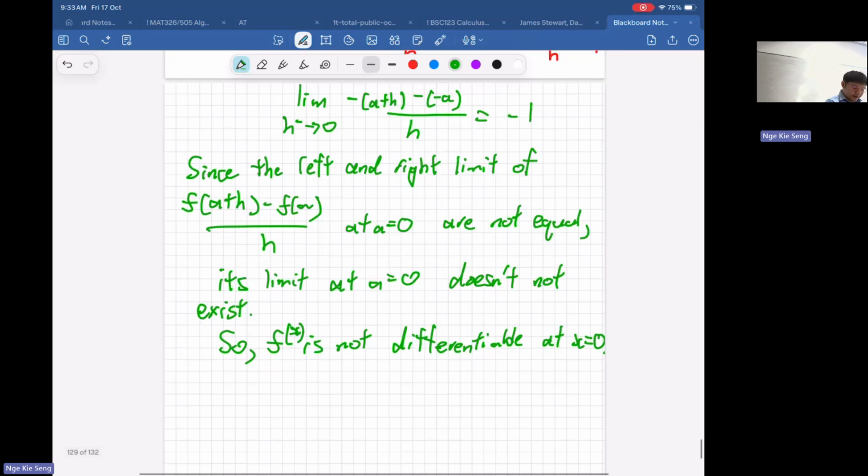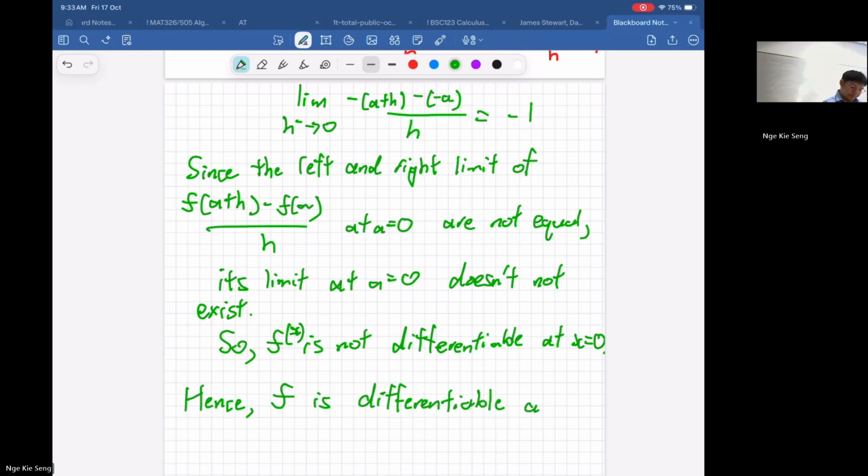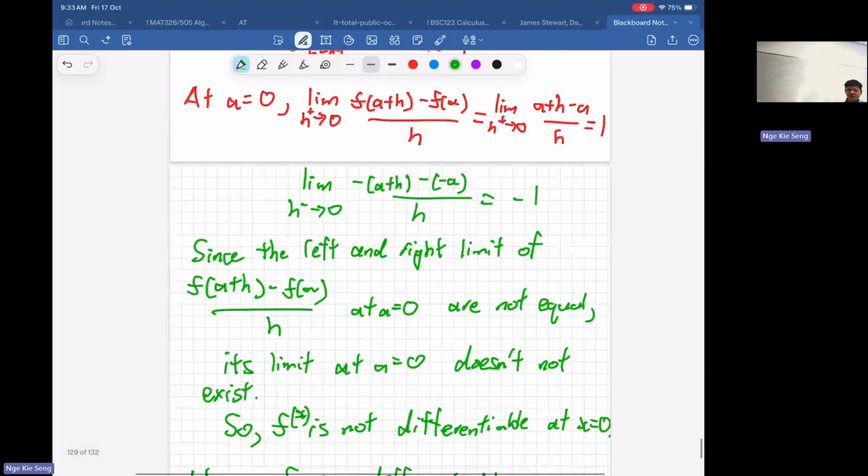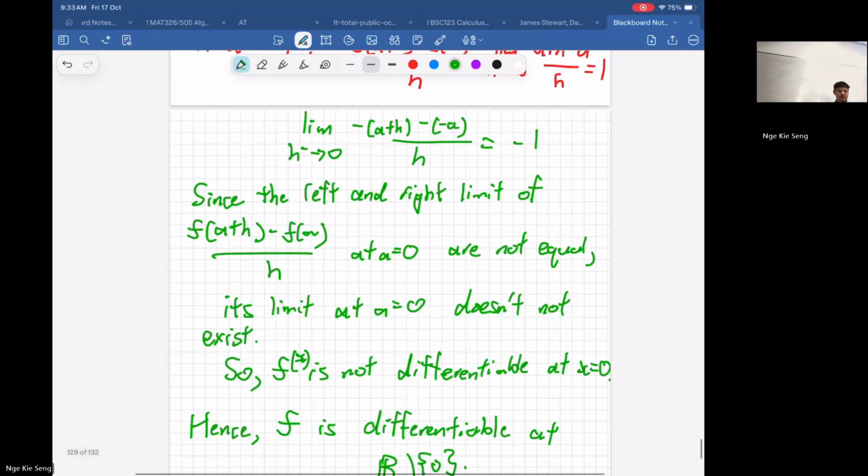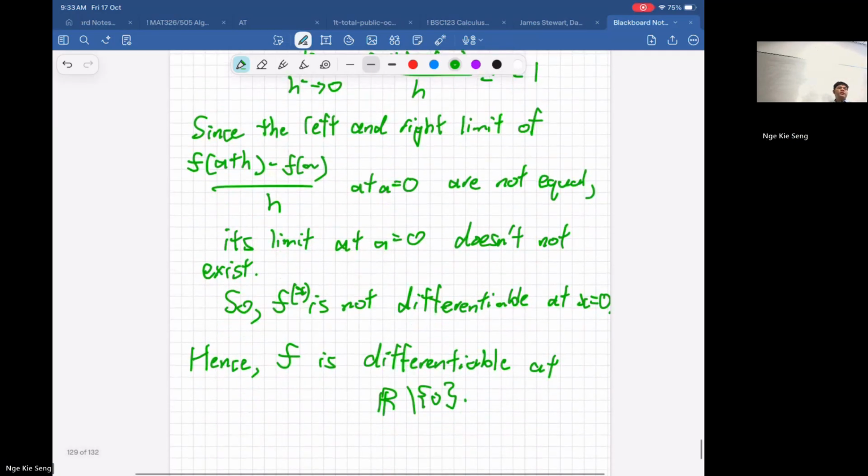So altogether, f is differentiable at all points except 0. Okay, any question so far? Any question?